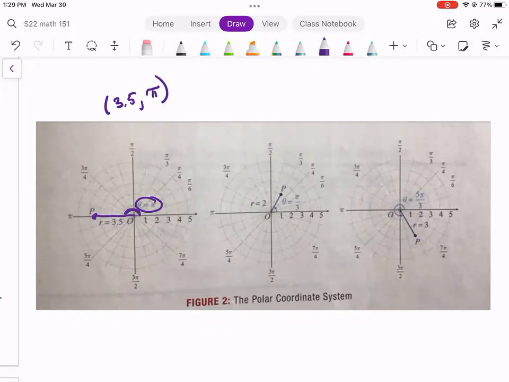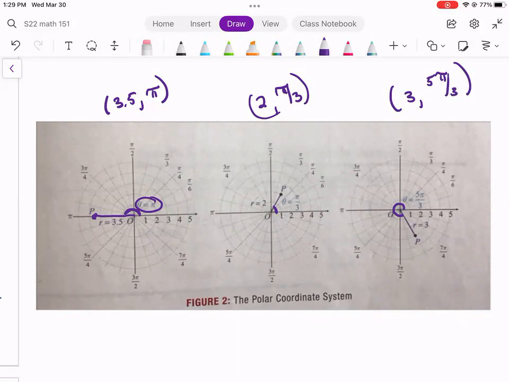In this case, we've moved pi over 3, which is our theta, and our radius has a length of 2, our r value. And in this case, we've gone around 5 pi over 3 with a length of 3. So r is 3, theta is 5 pi over 3.